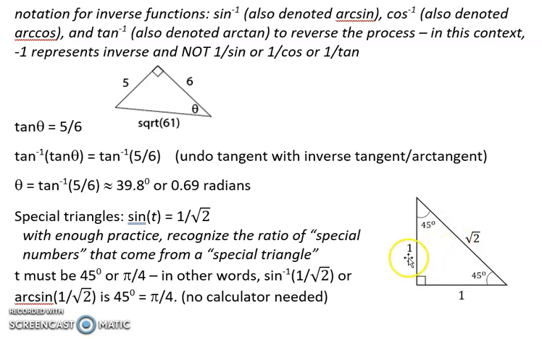In other words, inverse sine of 1 over square root 2 or arcsine of 1 over square root 2 is 45 degrees or pi over 4.